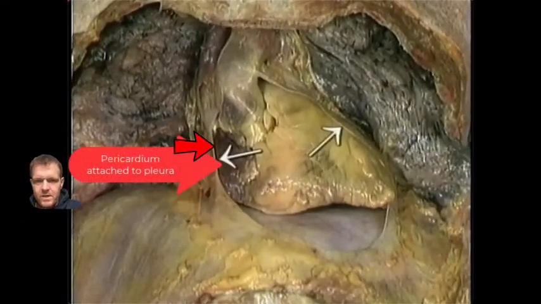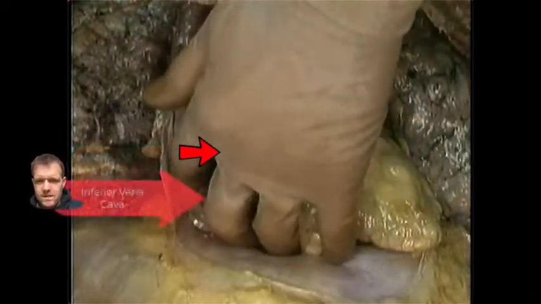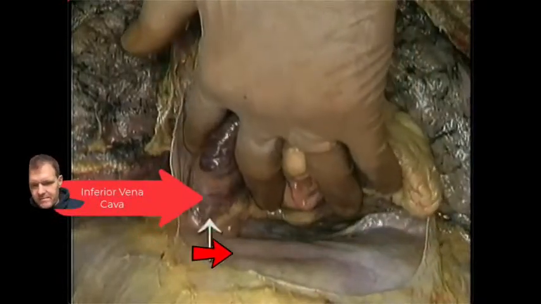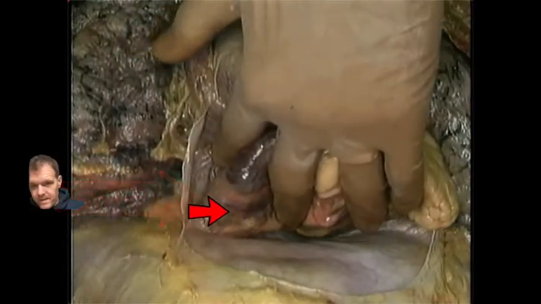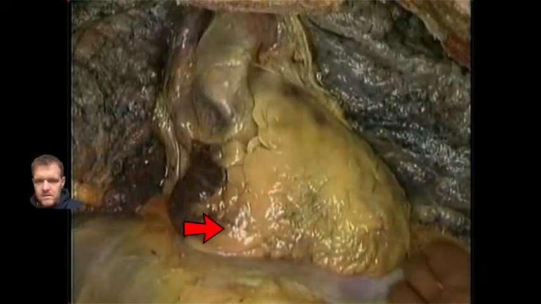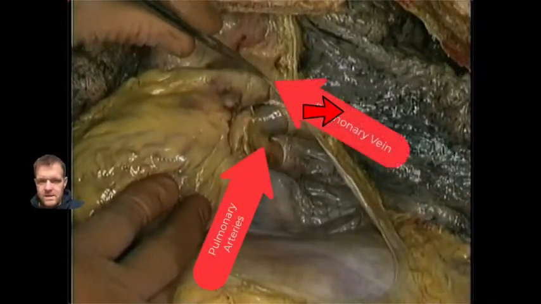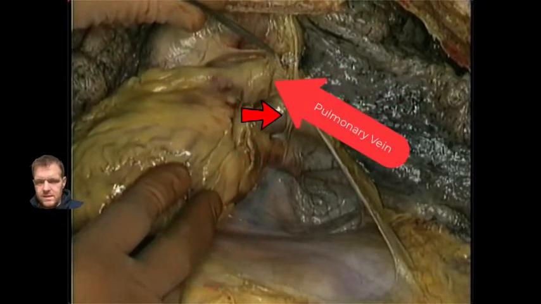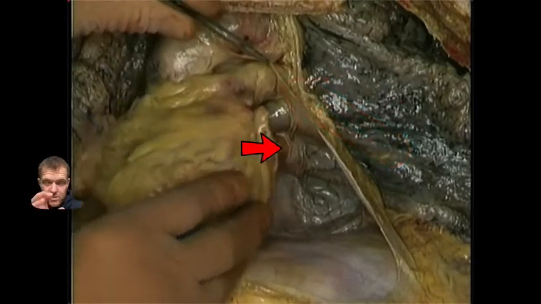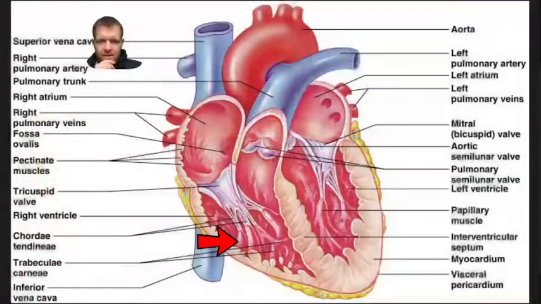And the pericardium is attached to the pleura, which is what I was talking about to do with the lungs. There's your inferior vena cava, coming through the diaphragm and then up into the right atrium. And then there's your pulmonary arteries, and then the pulmonary vein just there. So you can see how the vessels kind of pierce through those pleural and pericardial layers. I just thought that was worth showing, as we didn't see that last week. So that's the real look of this.